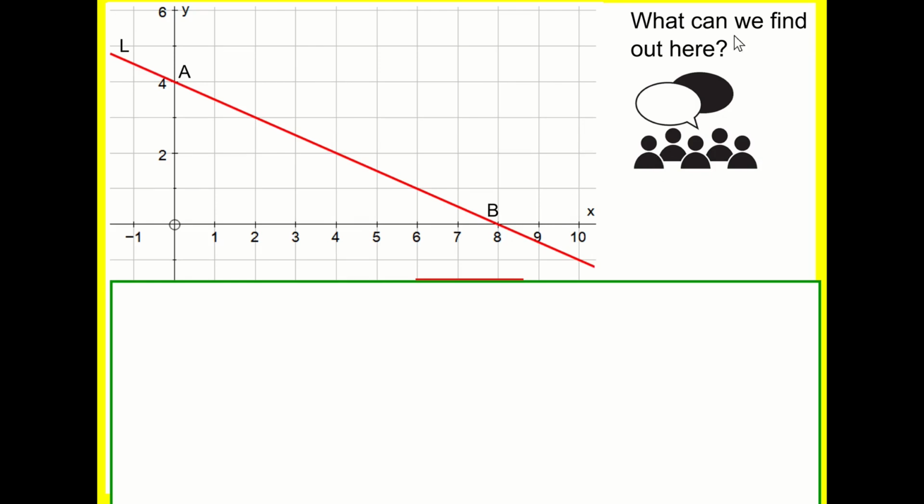And what I'd like to do is think about what we could find out in this situation, all the mathematical things that we could write down. Pause the video and have a go. I'm going to show you a few now, and maybe you've got some extra ones.